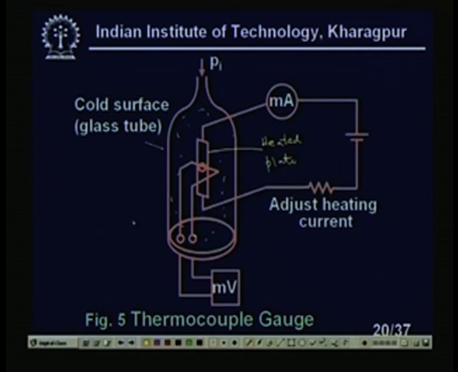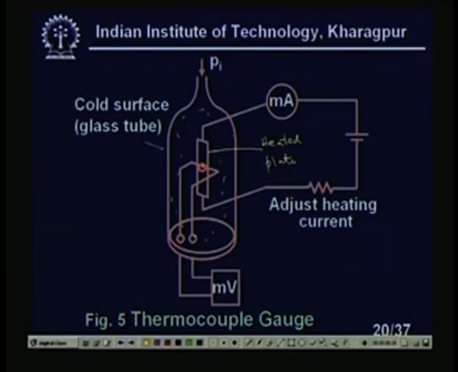Why? Because there is more chance of the heat to be taken away. So I will measure the temperature, and this temperature, or this millivolt, is calibrated in terms of the low pressure. That is the basic principle of the thermocouple gauge. This also basically depends on thermal conductivity. As the pressure increases, the voltage will decrease, because there will be less temperature rise.